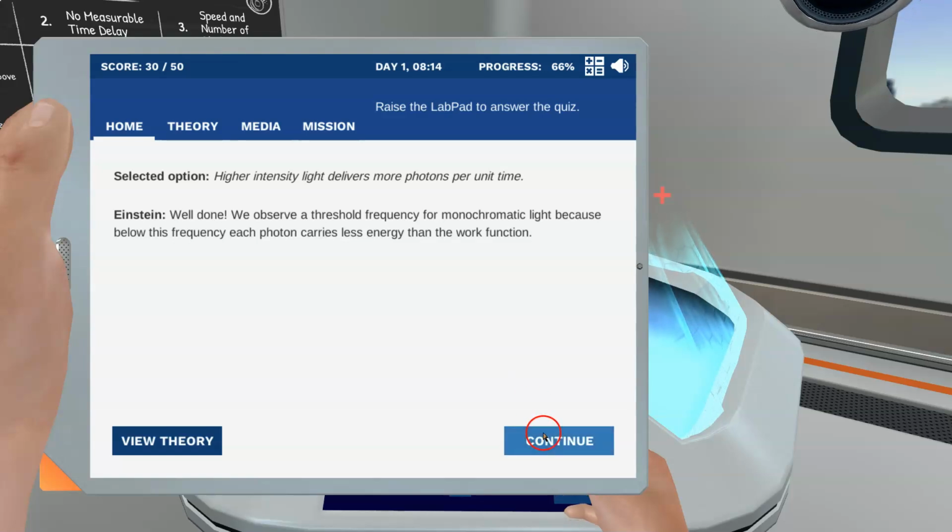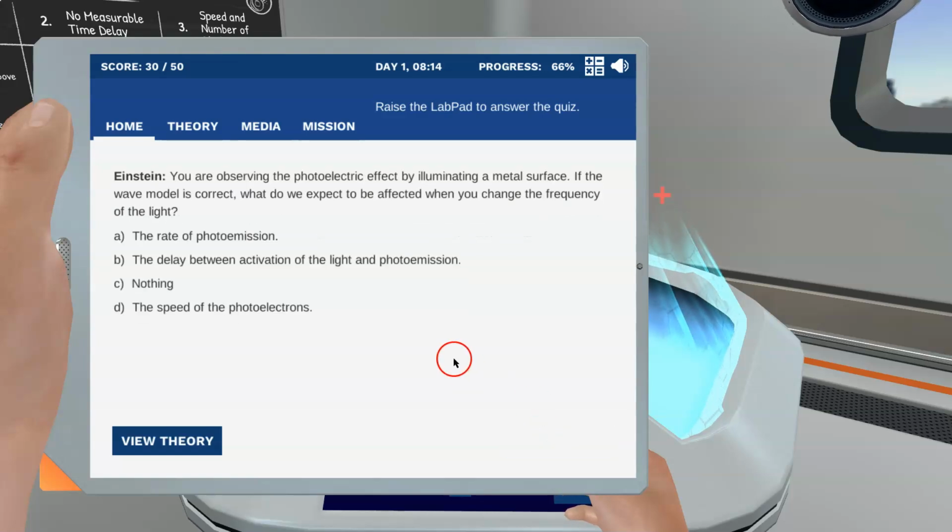the work function. You are observing the photoelectric effect by illuminating a metal surface. If the wave model is correct, what do we expect to be affected when you change the frequency of the light?